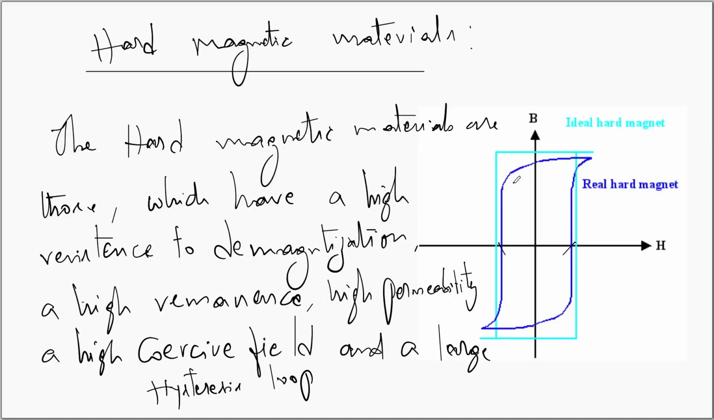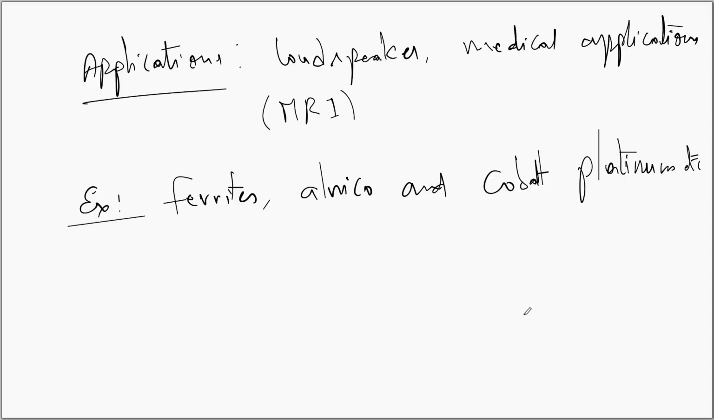Later we have seen the hard magnetic materials. The hard magnetic materials are those which have a high resistance to demagnetization, a high remanence, high permeability, a high coercive field, and a large hysteresis loop. We have seen the hysteresis curve of a hard magnetic material. Applications of the hard magnetic materials are loudspeakers, MRI, etc. Examples for the hard magnetic materials are ferrites, alnico, and cobalt, platinum.